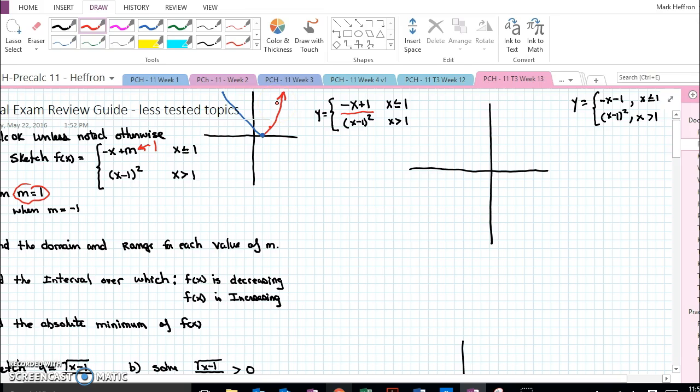What is the domain and range of this one? Well, the domain would be all real numbers. The range would be everything 1 and greater, so y is greater than or equal to 1.